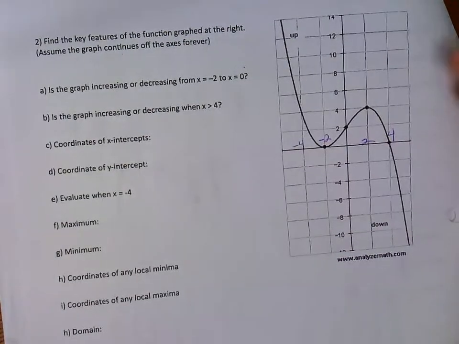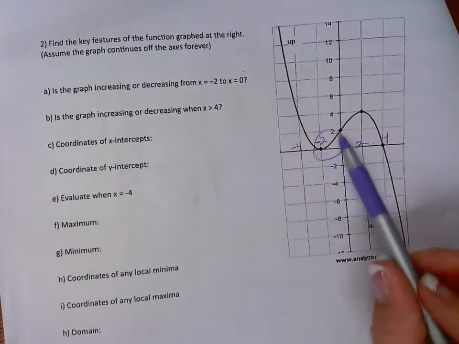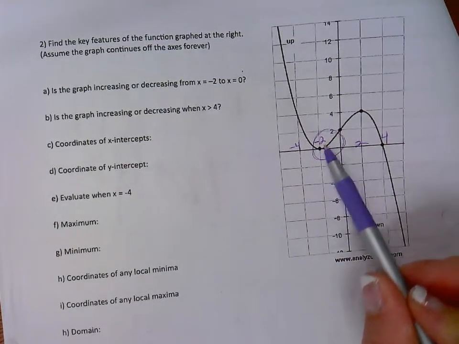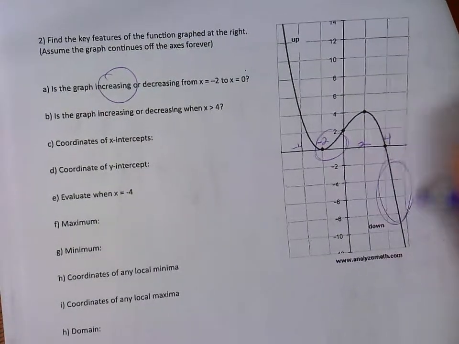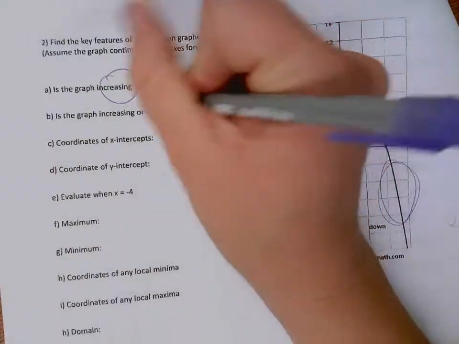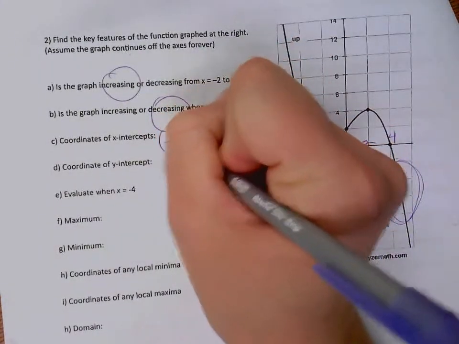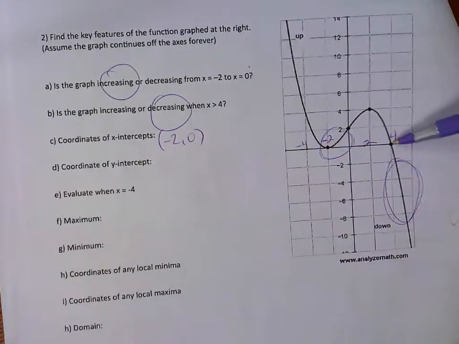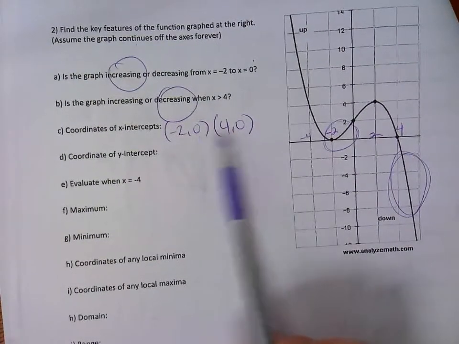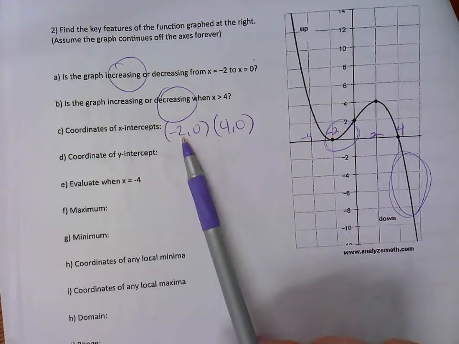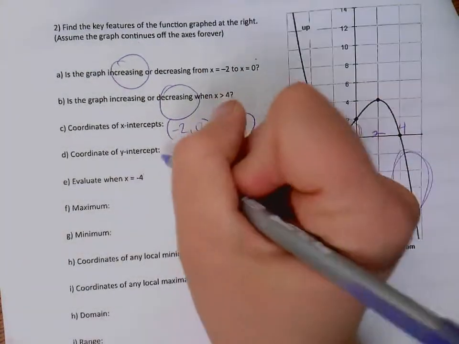So I would interpret that first question that -2 to 0 is increasing because it's this stretch right here. And then when x is greater than 4, it looks like it is decreasing. Is that what you said? Coordinates of the x-intercepts, -2, 0, and +4, 0. We got that okay? That's how you're going to answer on the quiz. X, y. Don't just write the x value. The y-intercept is at 0, 2.